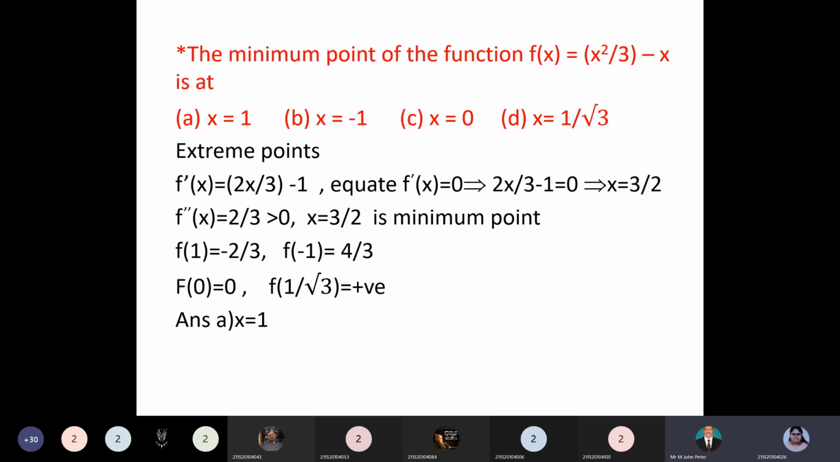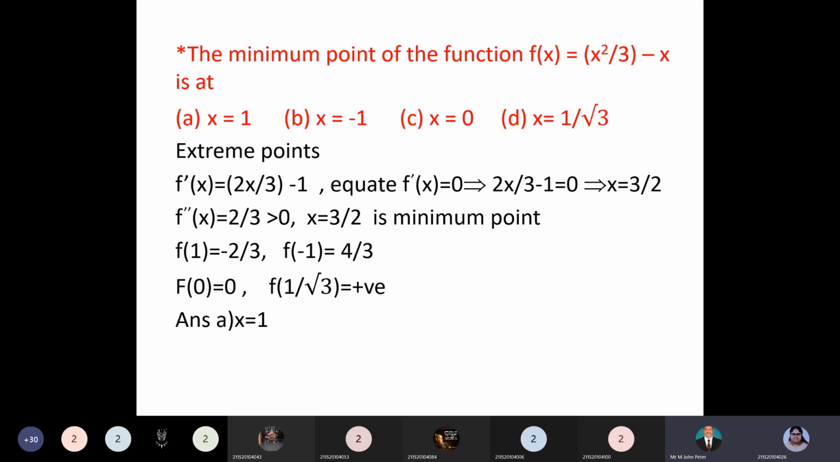First, we have to identify the extreme points. Then we have to check at which point the function takes the minimum value. So we have to identify the minimum point.